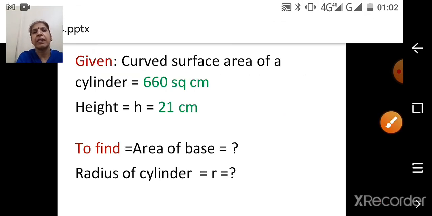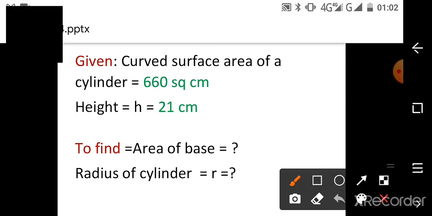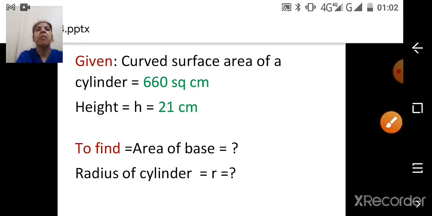So let's start. Write given. Curved surface area of a cylinder, write the value 660 square centimeter. Height is 21 centimeter. Then to find, two things you have to find. Area of base, so it is shown like this, question mark. We have to find that. And radius of cylinder. So area of base and radius, these two things we have to find.